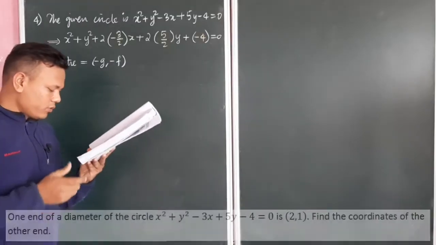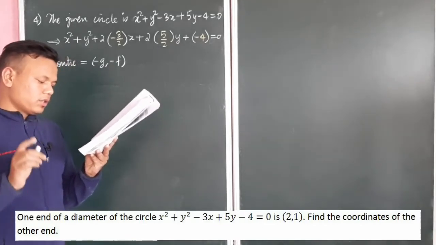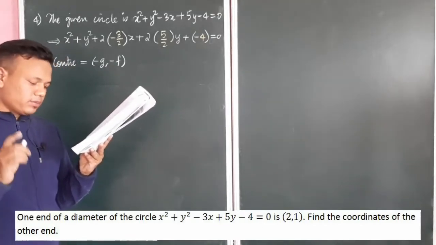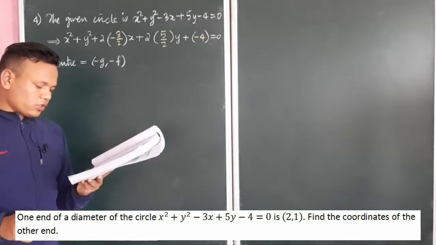Now we have question number 4, which says one end of a diameter of a circle x square plus y square minus 3x plus 5y minus 4 equals to 0 is 2 comma 1. Find the coordinates of the other end.